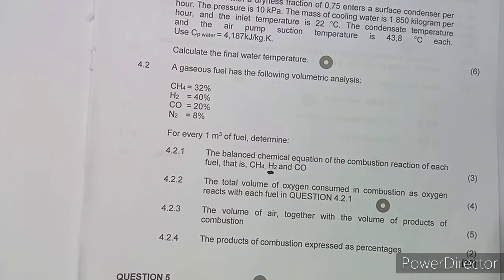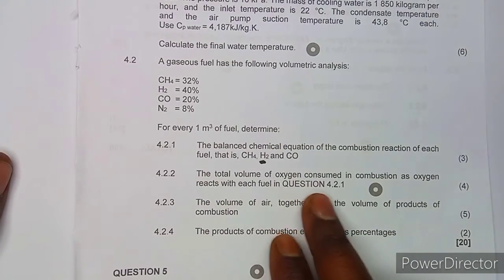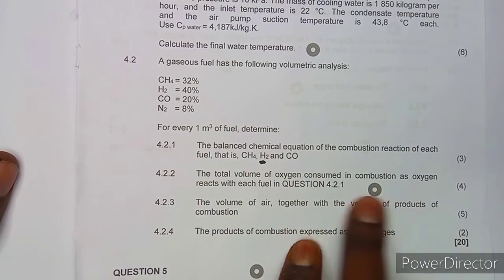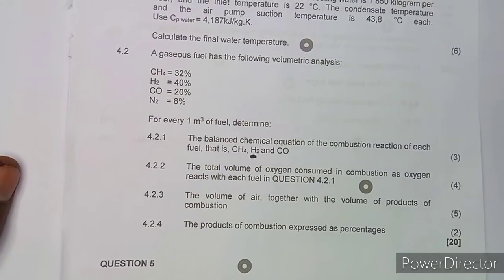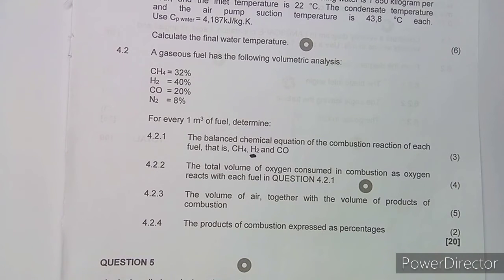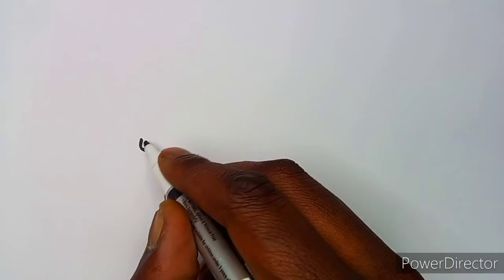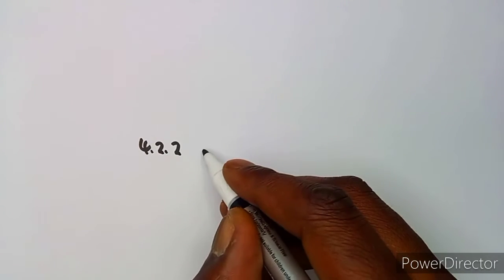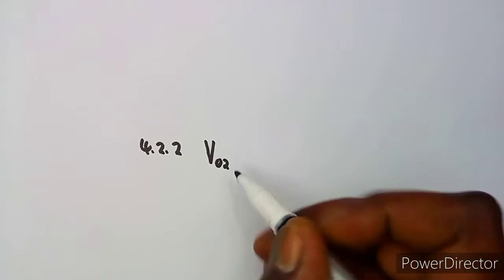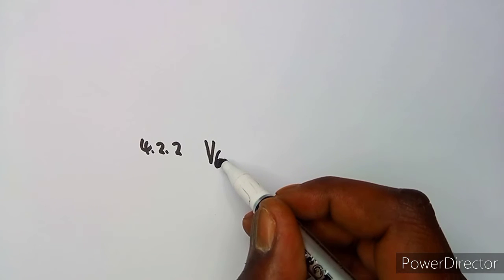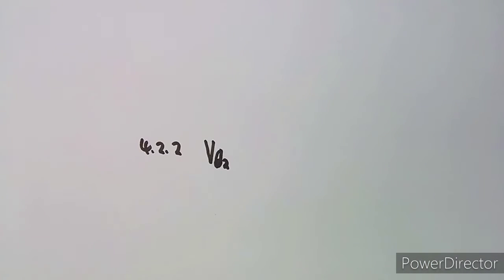Okay, so the 4.22 is to calculate the total volume of oxygen consumed in combustion as oxygen reacts with each of the fuels. So oxygen is going to react with each of the fuels. So how are we going to get the amount of oxygen as it reacts with each? Okay, it's a very interesting question, and confusing at the same time if you don't play around with it. So this is the volume of oxygen. This is how we are going to do it.